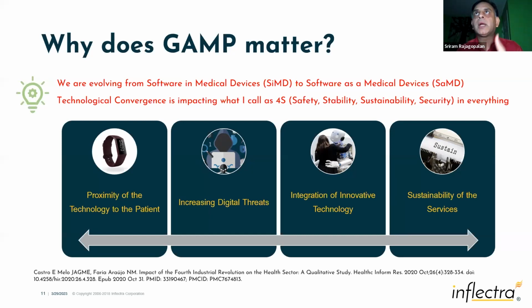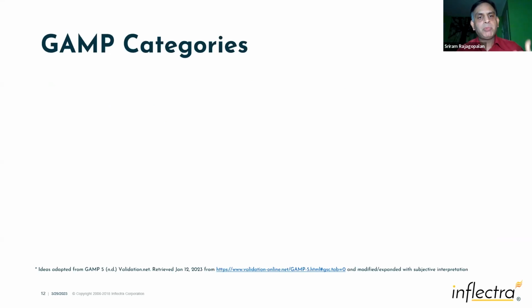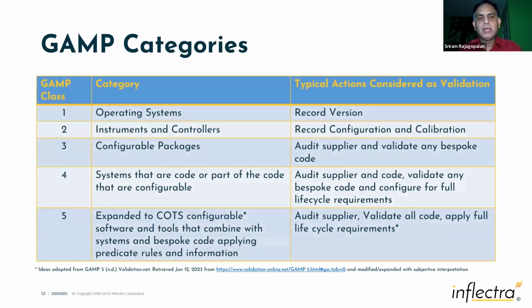So when you take into consideration all these things, GAMP is important, and GAMP comes up with 5 important categories. I talked about this: GAMP 1, GAMP 2, GAMP 3, GAMP 4, and GAMP 5. Now let's take a quick look at this. And these are not necessarily from GAMP itself, because it's a closed-ended group, and so I don't have access to the actual details on how they have done it. So some of these are subjective interpretations from my end.